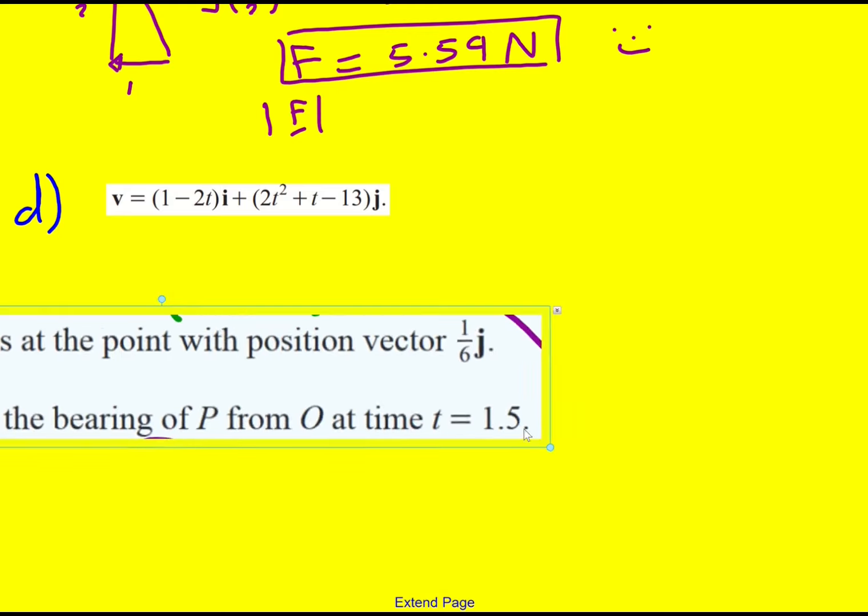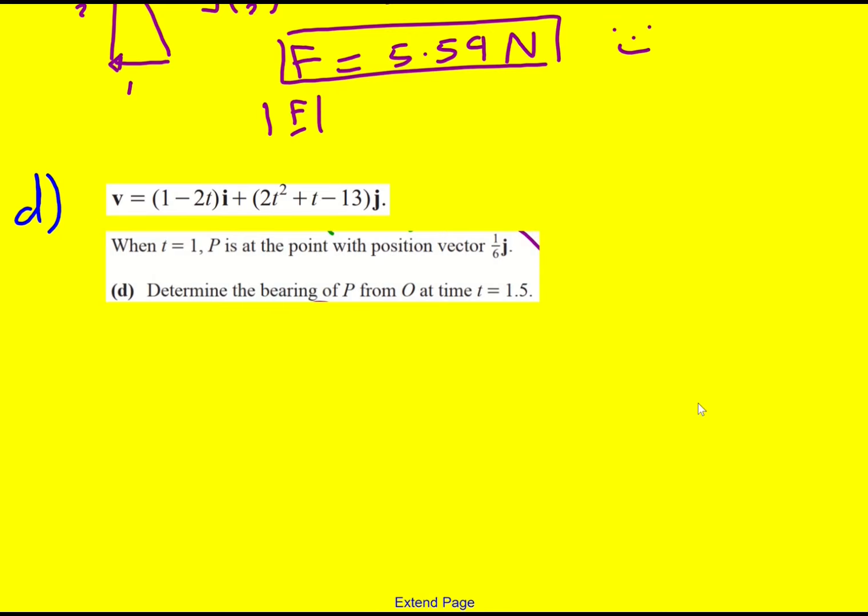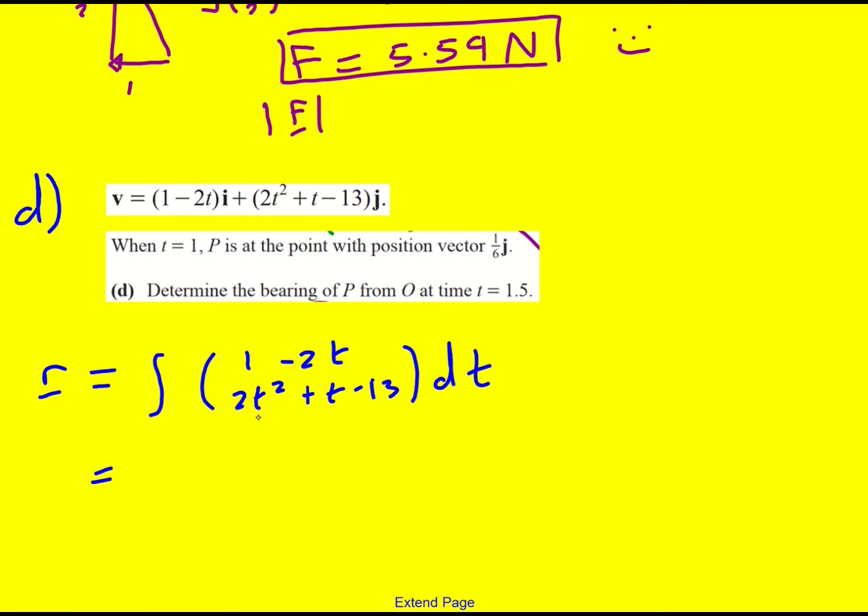So this is all about finding basically the displacement vector, or the position, I suppose you could call it. And that's going to be r. Or you could call it s underlined, but I'm going to call it r here. But that will be dr by dt, or ds by dt will equal v, and so therefore we need to integrate. Now I'm going to integrate it just using columns. So 1 minus 2t, 2t squared plus t minus 13 integrated with respect to t.